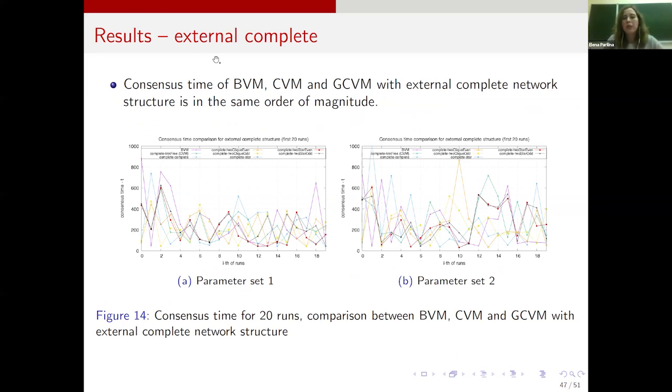So first, the results about the external complete network. We compare the basic voter model with one layer, the concealed voter model, where players in the internal layer cannot communicate, and our generalized model. We see that consensus time is of the same order of magnitude with the complete external network structure. For parameter sets 1 and 2, we have more or less the same results, so we cannot say that they are different.